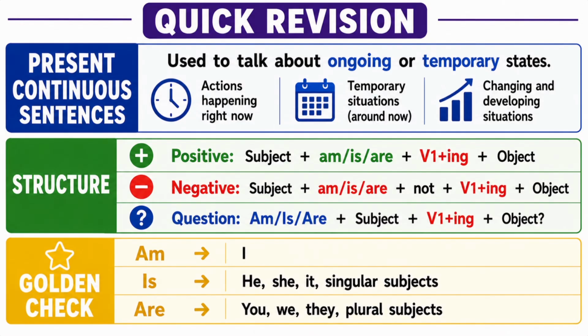Negative: subject plus am, is, or are plus not plus verb 1 plus ing plus object. Question: am, is, or are plus subject plus verb 1 plus ing plus object. Finally, remember the golden check. Use am with I. Use is with he, she, it, and singular subjects. Use are with you, we, they, and plural subjects.